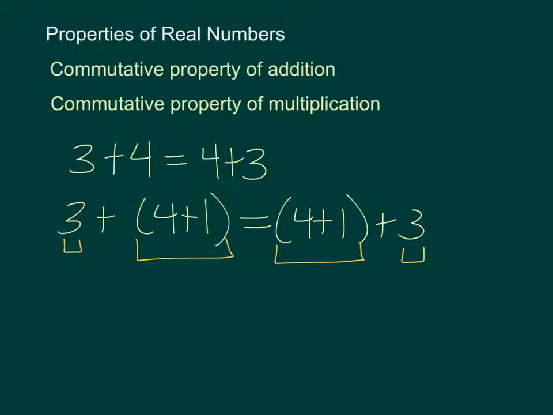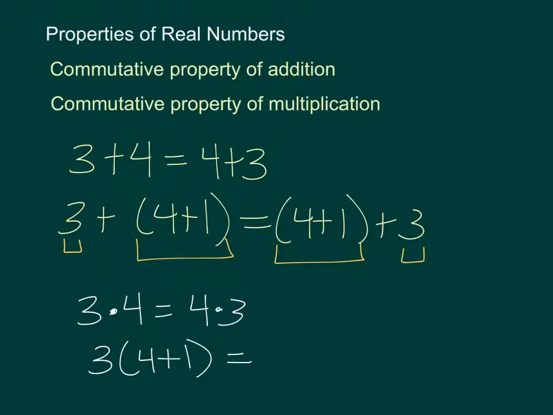For the commutative property of multiplication, it's the same idea. 3 times 4 is equal to 4 times 3. The physical position of the numbers has changed, the operation has not, and it is still the same thing. Again, watch out for parentheses. 3 times the quantity 4 plus 1 is the same thing as the quantity 4 plus 1 times 3. That's a commutative property because I swapped the order. Those are all examples of the commutative property of multiplication and addition.